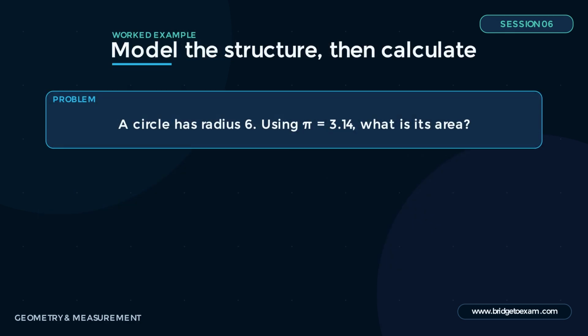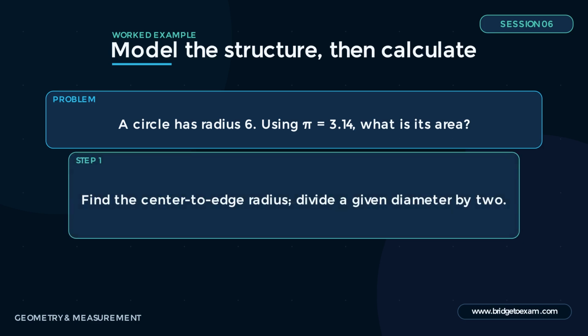Let us model a complete example. A circle has radius 6. Using pi equals 3.14, what is its area? Step 1 is to organize the information. Find the center-to-edge radius. Divide a given diameter by 2.